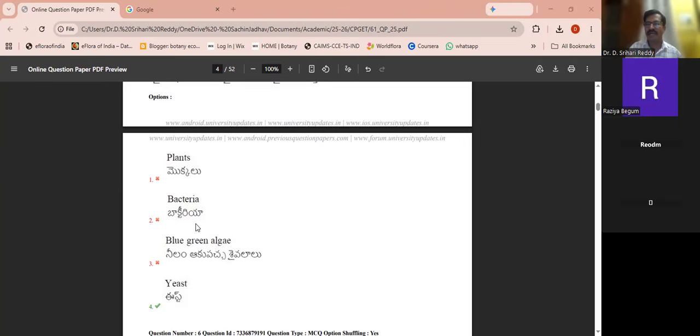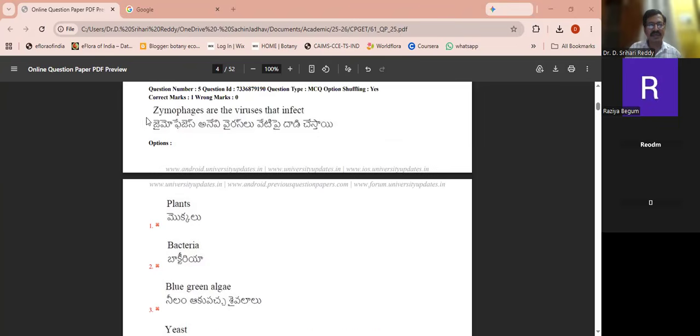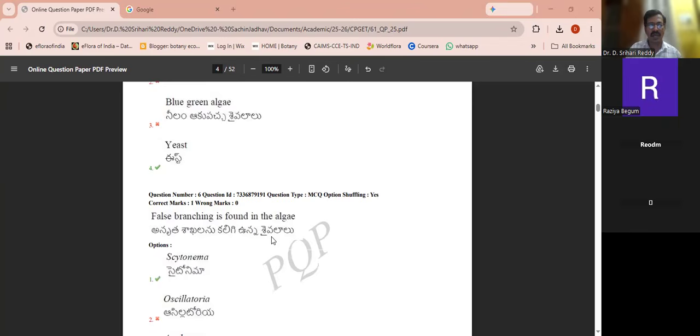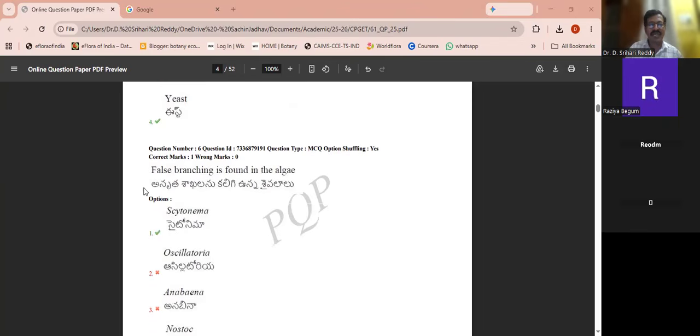The viruses which infect plants are called phytophages. And the viruses which infect bacteria are called bacteriophages. And the viruses which infect blue-green algae are called cyanophages. And here the question they asked is zymophage. That means the viruses which infect yeast are called zymophages. Right? So the next question is, false branching is found in the algae.